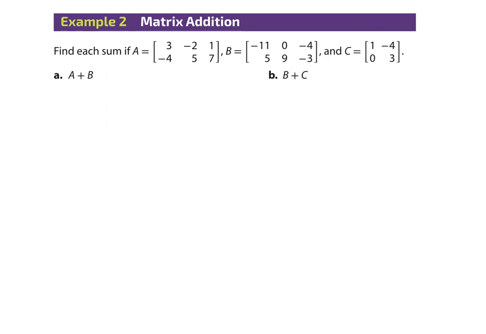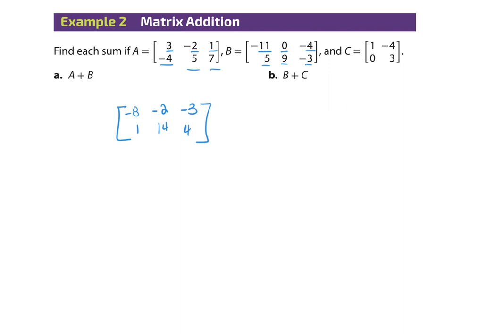And to add them, it is as simple as it sounds. I'm going to add corresponding elements: 3 plus -11, -2 plus 0, 1 plus -4. Just watch your positives and negatives. -4 plus 5, 5 plus 9, and 7 plus -3. That would be my answer. Just add your corresponding parts, all right?